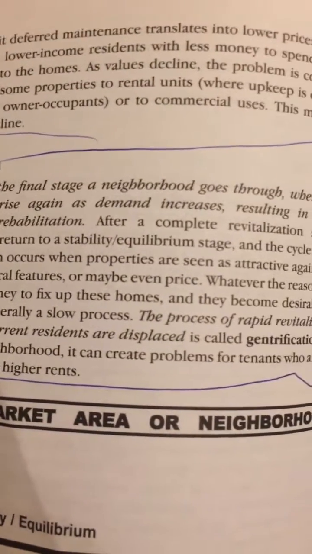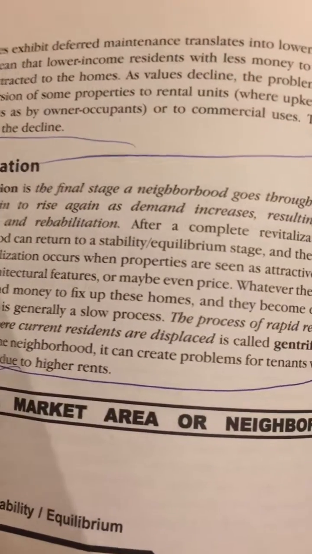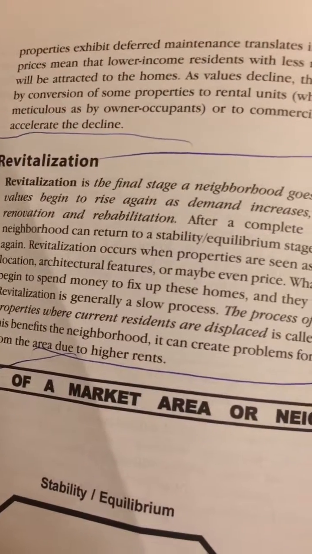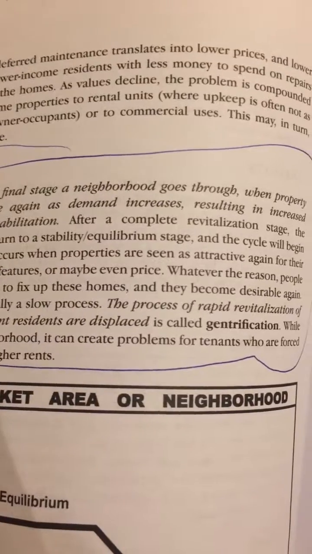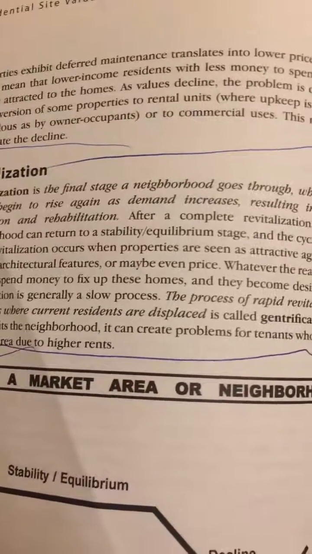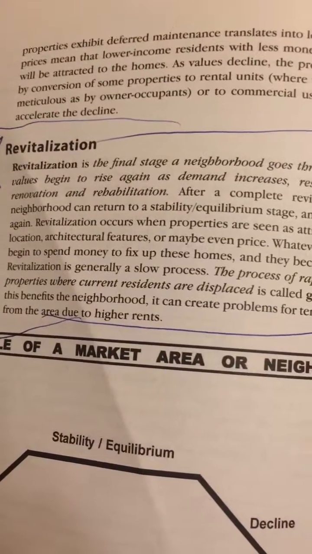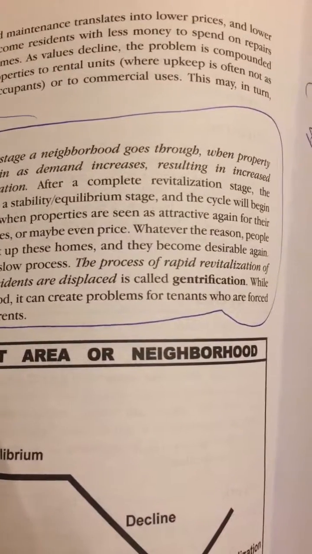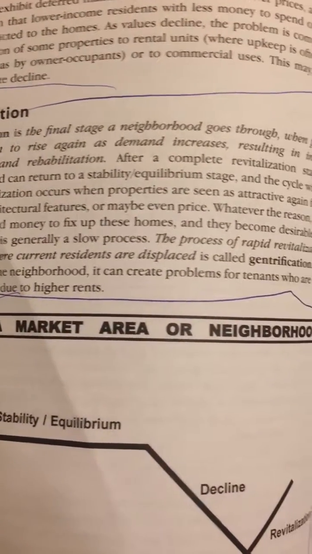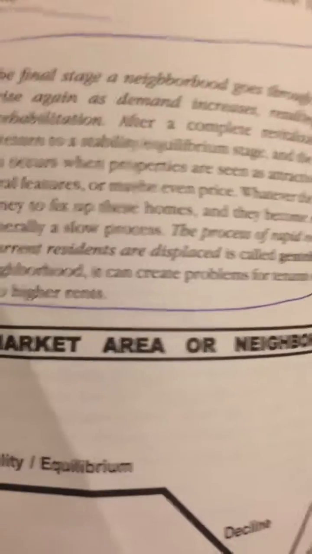Revitalization occurs when properties are seen as attractive again for their location, architectural features, or maybe even price. Whatever the reason, people begin to spend money to fix up these homes, and they become desirable again. Revitalization is generally a slow process. The process of rapid revitalization of properties where current residents are displaced is called gentrification. While this benefits the neighborhood, it can create problems for tenants who are forced from the area due to higher rents.